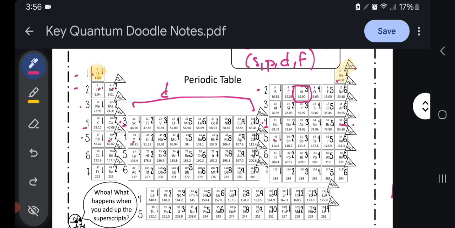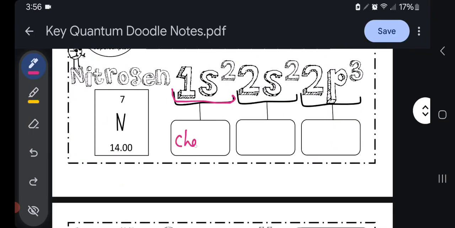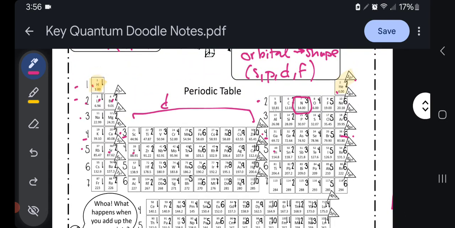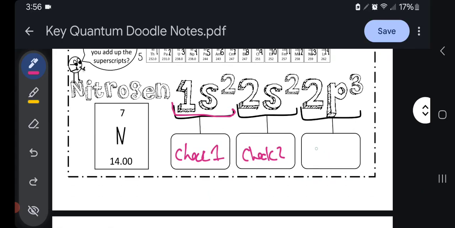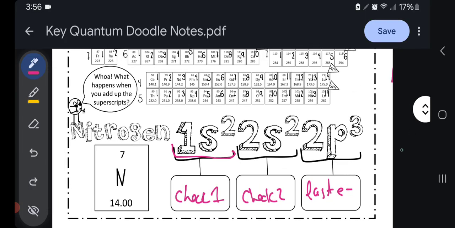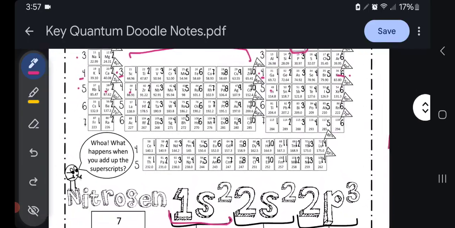Now 2s1, 2s2. You passed your second checkpoint. So check 1, that box, that little flag, and this is your check 2. Now 2p3 goes 2p 1, 2, 3. This is where your last electron lands. Not too bad, just for nitrogen.